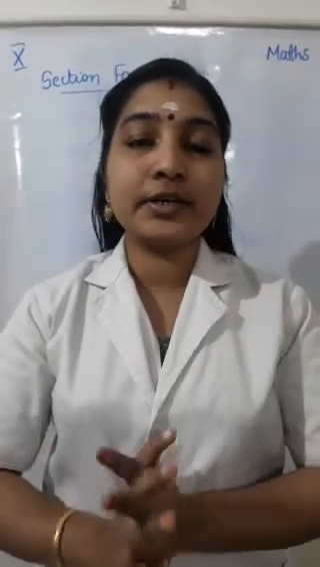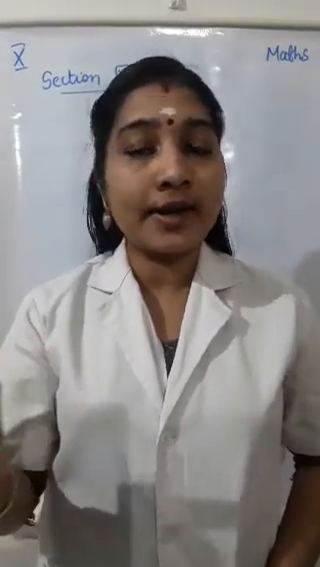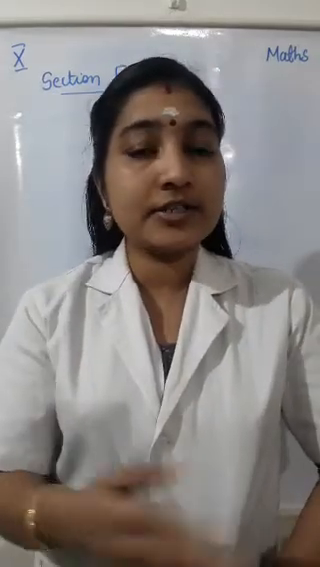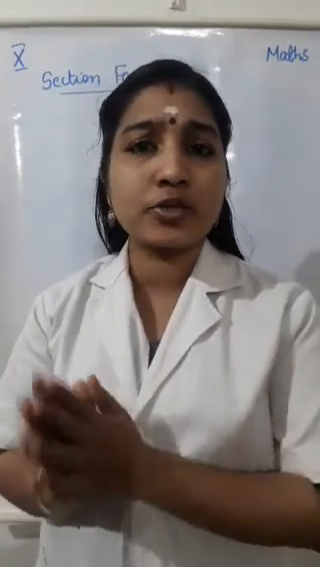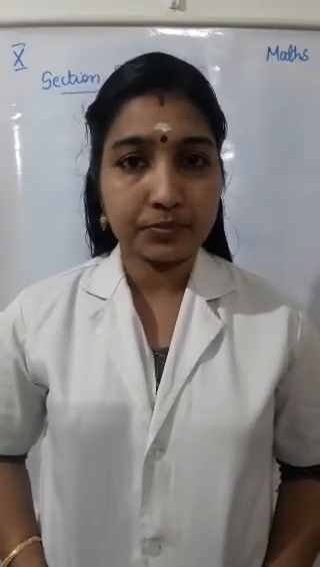Hi my dear children, we have been discussing the chapter coordinate geometry. In this chapter we have already discussed in the previous class the distance formula. What is the distance formula? If two points are A (x1, y1) and B (x2, y2), the distance between the points A and B is root of (x2 minus x1) whole square plus (y2 minus y1) whole square.